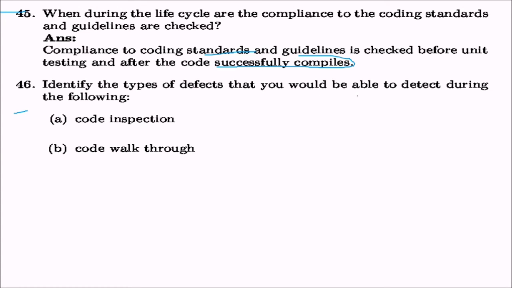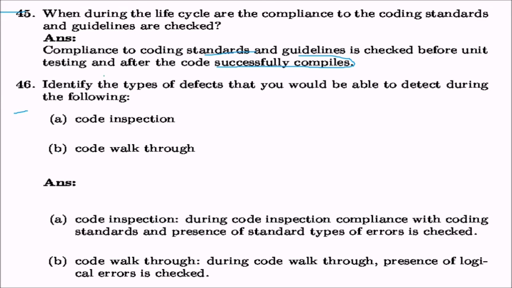Identify the type of defects that you would be able to detect during the following: code inspection and code walkthrough. In code inspection, compliance with the coding standards and presence of standard types of errors are checked. While during code walkthrough, the presence of logical errors is checked, that is, any logical errors are found. Okay.